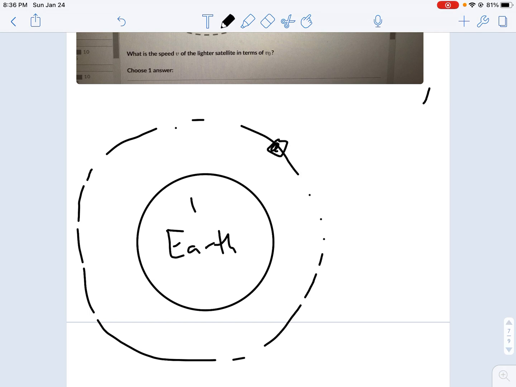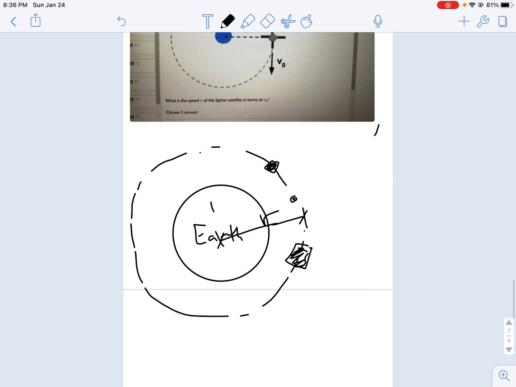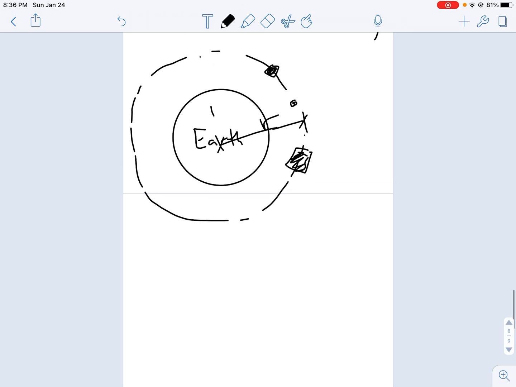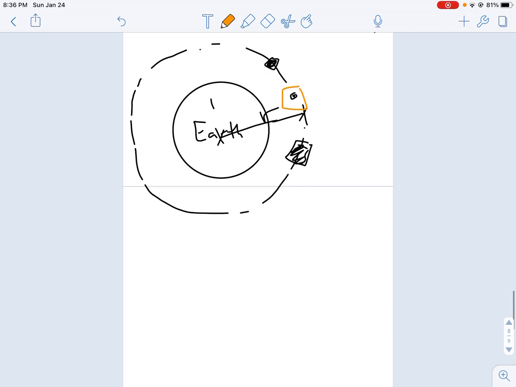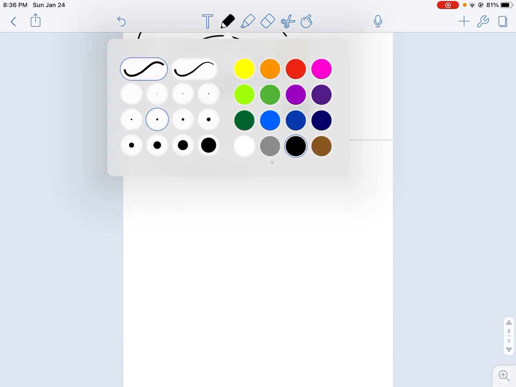Well, it turns out that all objects, no matter how big they are, how massive they are, if they have the same radius of orbit, right? There's our R value. If they have the same radius of orbit, they actually travel at the same speed, independent of their mass. And let's try to figure out why. So what we're going to do is draw a free body diagram of one of those objects as it travels around the Earth.